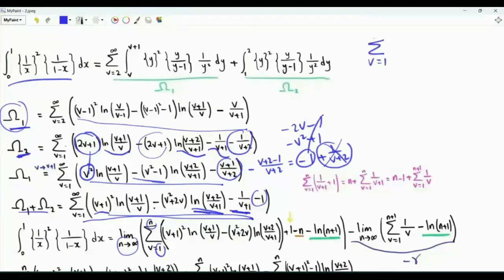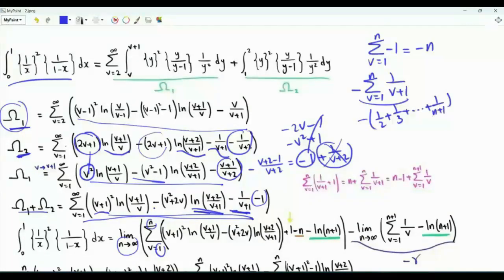Note that we have the summation v from 1 to n of minus 1. This is equal to minus n. Then we have minus the summation v from 1 to n of 1 over v plus 1. This is minus, between brackets, 1 over 2 plus 1 over 3 all the way to 1 over n plus 1. We can add 1 over 1. So there is an extra minus 1. So we add 1 here. This is this one here.